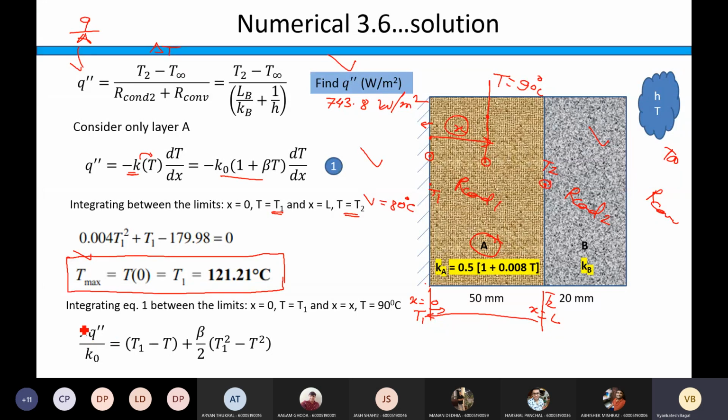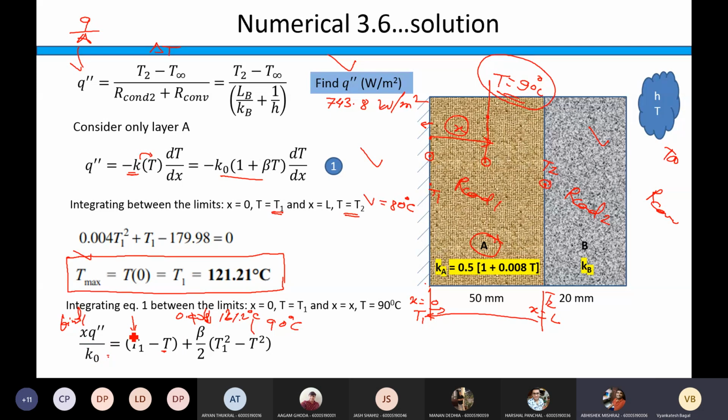So where x you have to find out. Q double dash is already known to us. Beta is known, and the T1 square minus T square and T1 minus T terms you will get when you solve this integral. So T1 is already known to you, you just calculated it, and T is the temperature, this is 90 degrees, correct? So if you put this 90 degrees C, T1 is known to you, 121.2 degrees C, beta is given, I think 0.008, and K naught is also known to you, right?